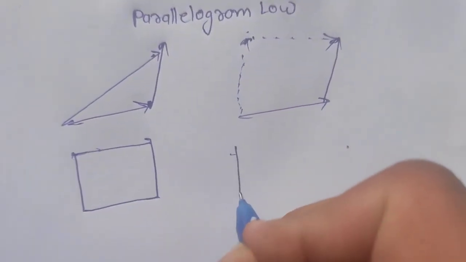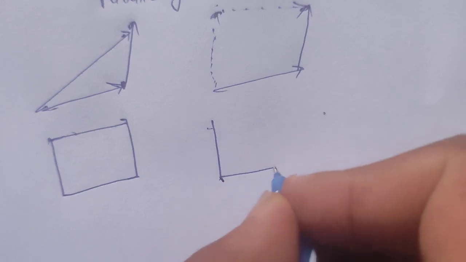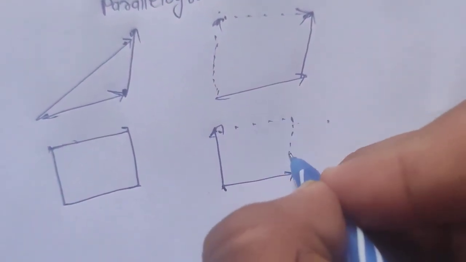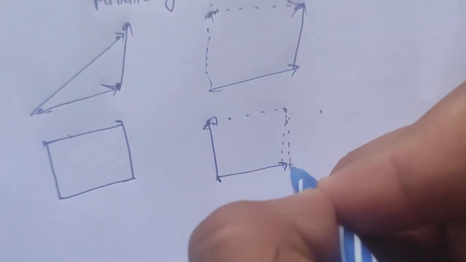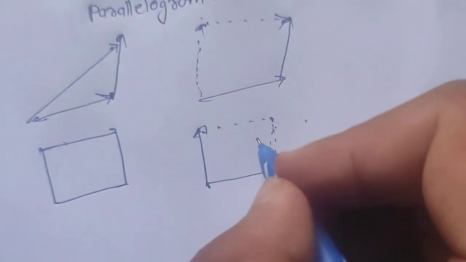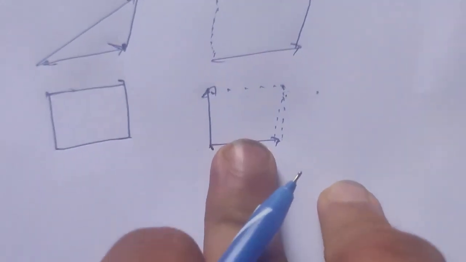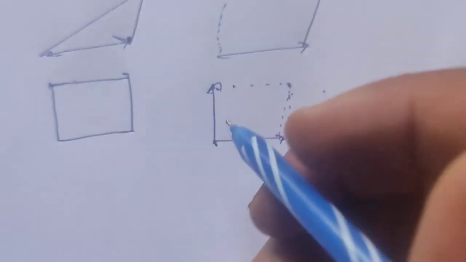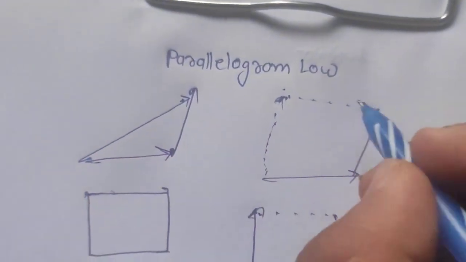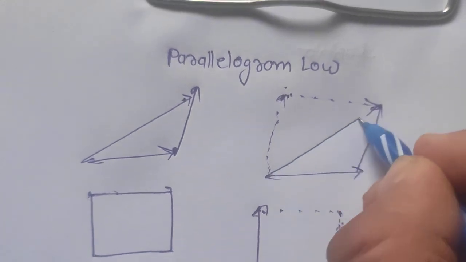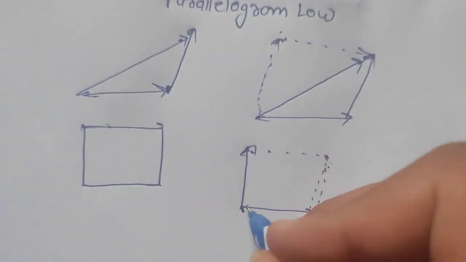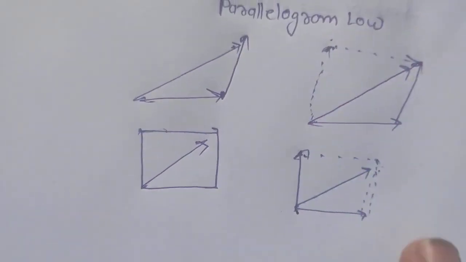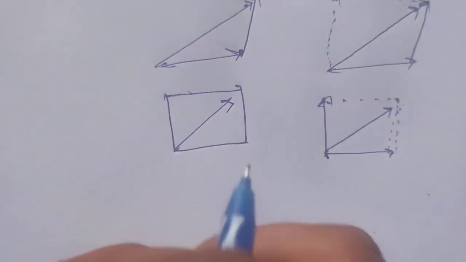So the vectors can be shifted like this way or that way, and the vector is parallel with this. This is the parallelogram made from the vectors. Since this is the triangle law, the resultant vector is this, so the resultant vector remains the same, that is the diagonal of the parallelogram. So the triangle law and this are the same.